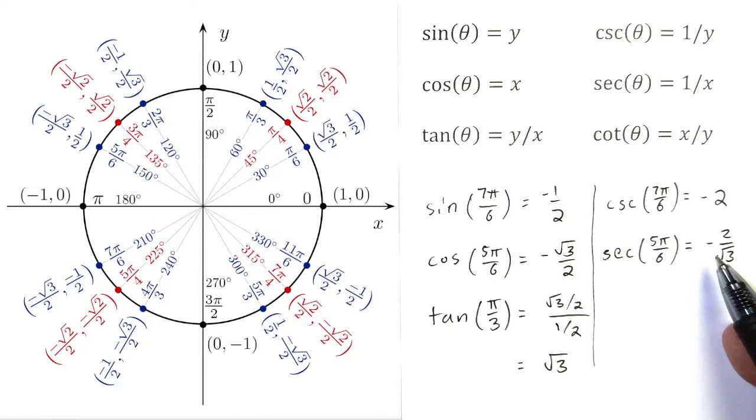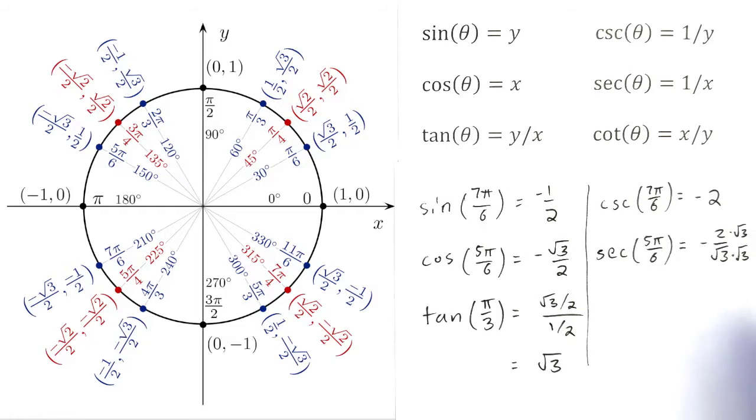Now, what people like to do when they report their answers here is rationalize the denominator. What that means is to make the denominator not an irrational number, as it is now. Root 3 is an irrational number. We want to make it a rational number. In fact, we can make it an integer if we multiply the numerator and denominator by root 3. If I do that, the denominator becomes 3, since root 3 times root 3 is 3, and the numerator becomes negative 2 root 3.